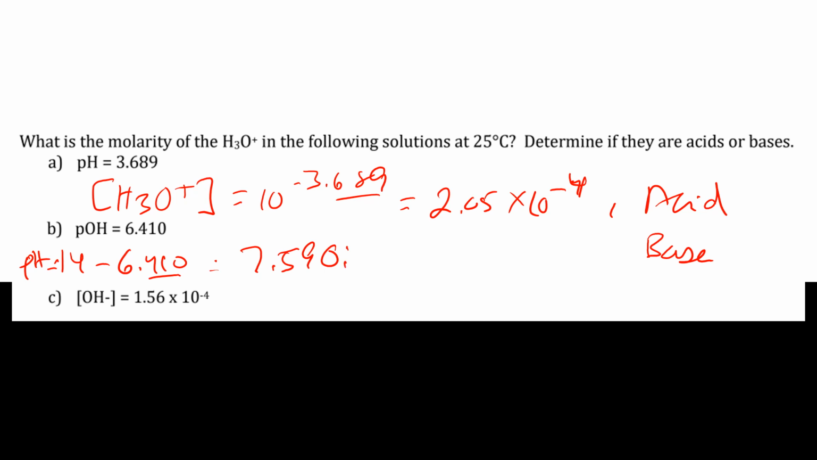So to find the concentration, the molarity, H3O plus equals 10 to the negative 7.590. And that's going to equal 2.57 times 10 to the negative 8 molarity. Yes, molarity. Oh, my bad.